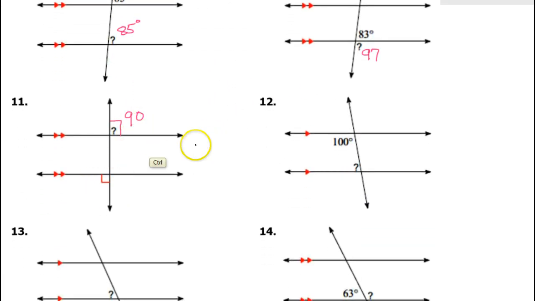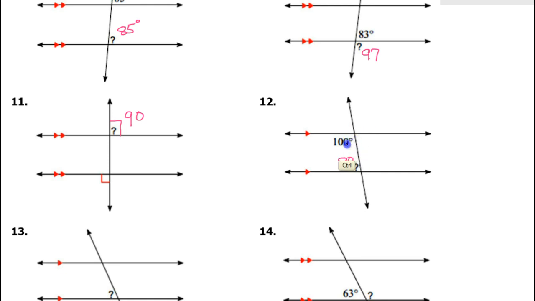Okay. Now, here, see the 100 and then the question mark. See how 100, that's obtuse, and then the question mark is an acute angle. It's acute. So these are not the same. So they are probably going to be supplementary. So if this is 100, this is going to be 80. So that would have been a good guess.